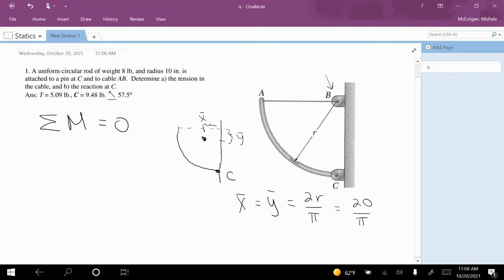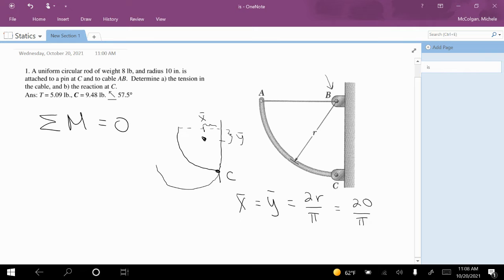What I want to think about, going back to moment, is that this thing is going to rotate. Without the tension here, I know this rod is just going to fall. I'm not a very good drawer, but I'm going to draw something like this, if it were to fall.